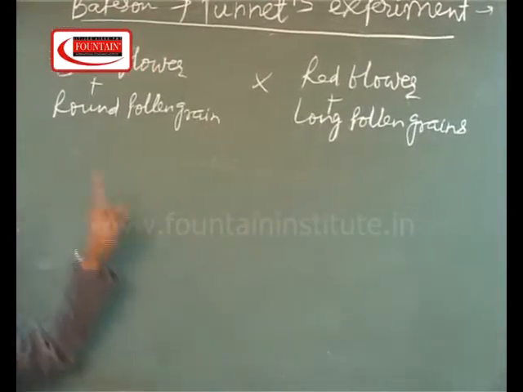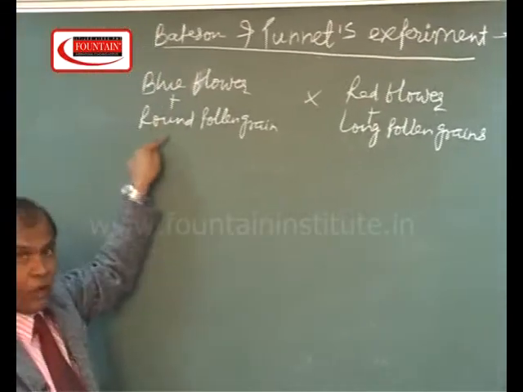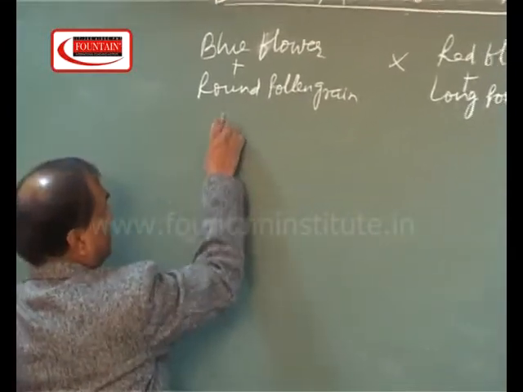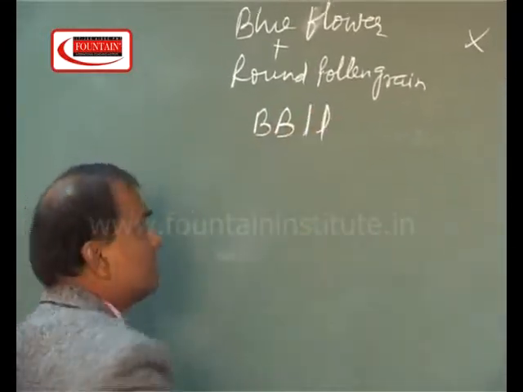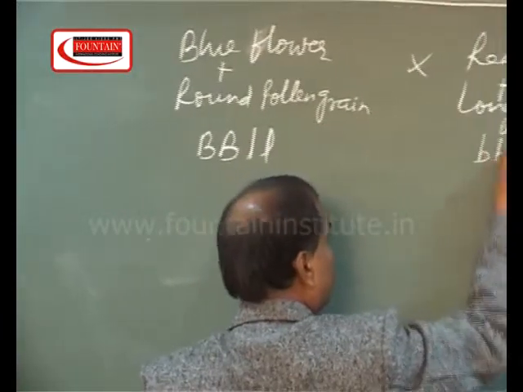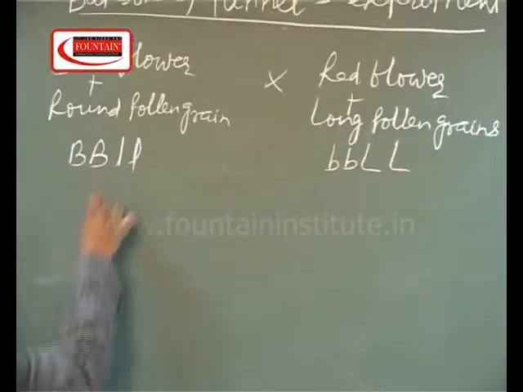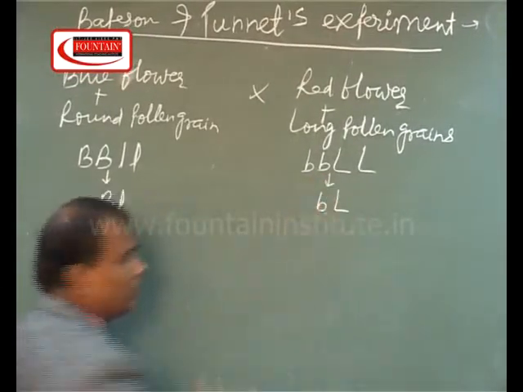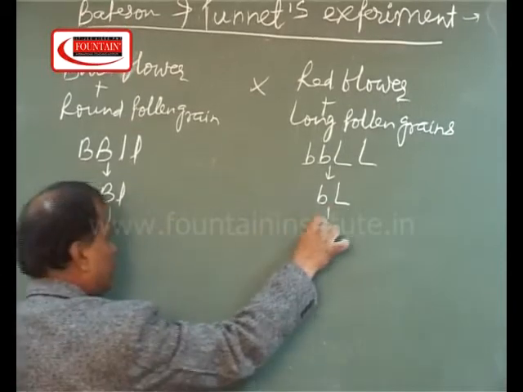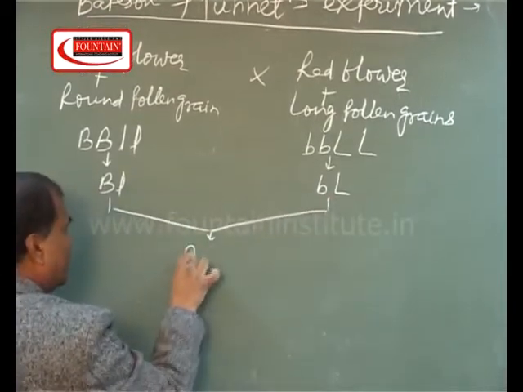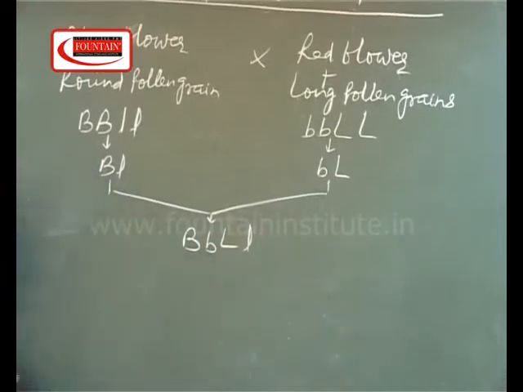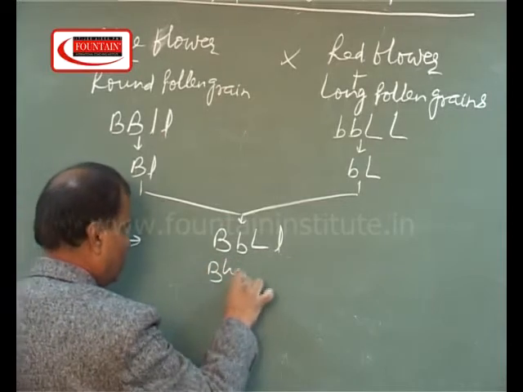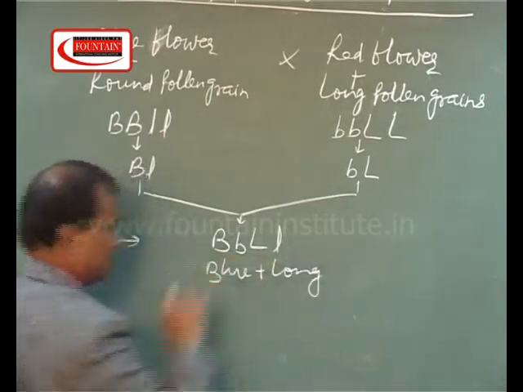So in this experiment, he has selected one dominant and one recessive, and the other dominant. The genotypic combination will be capital B, small l, and likewise small b, capital L. Here the gamete will be capital B, small l, and here the gamete will be small b, capital L. And in the F1 generation, the combination will be capital B, small b, capital L, small l. It means in the F1 generation, 100% plants will be blue flower with long pollen grains.